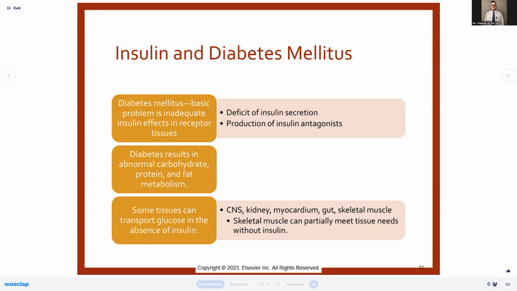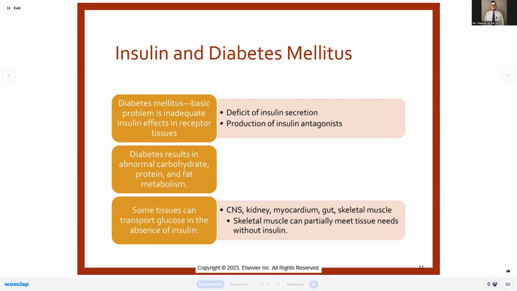But the chief problem with diabetes is always going to be abnormal carbohydrate, protein, and fat metabolism and excess amounts of glucose. So the main problem, either way, type 1 or type 2, is hyperglycemia, too much glucose in the bloodstream.